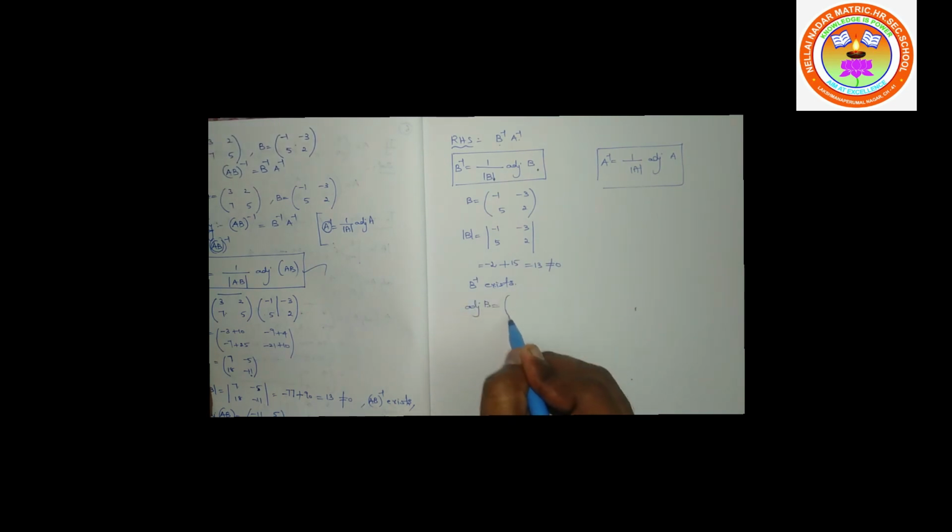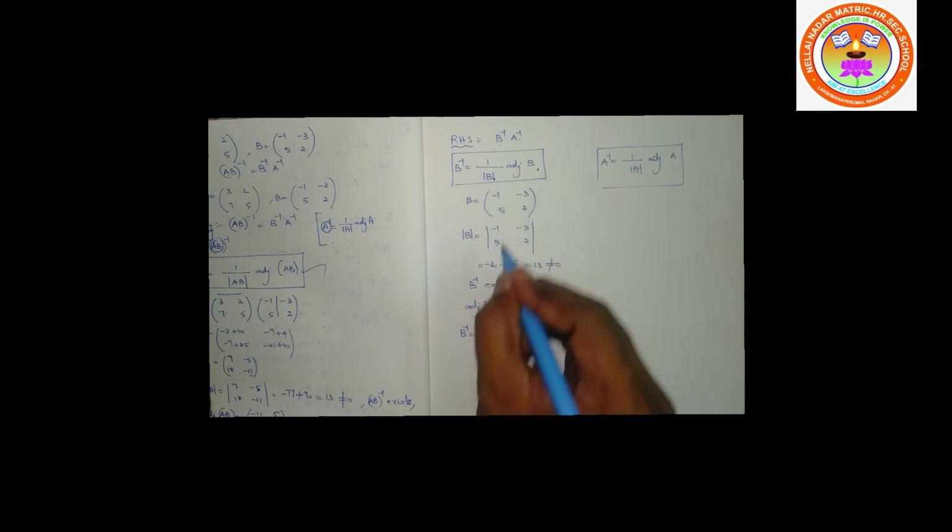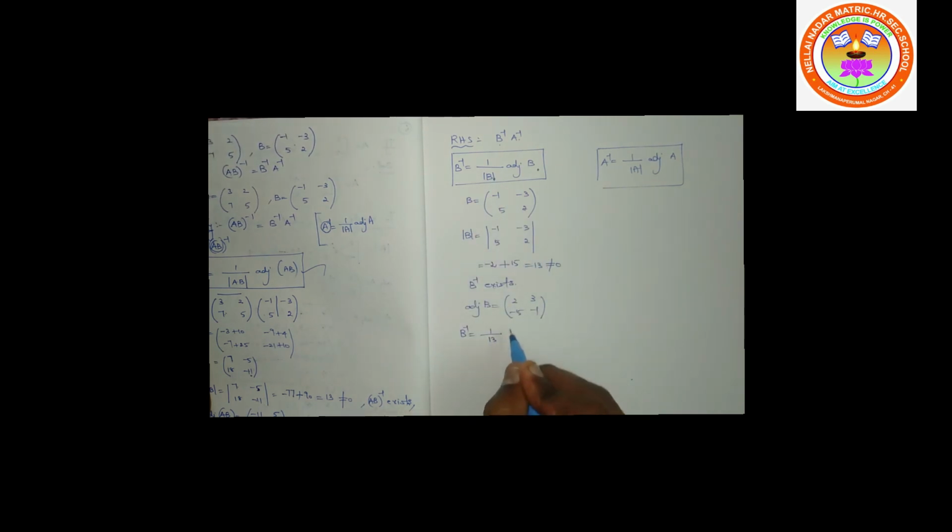Next, after finding the determinant of B, I need to find the adjoint of B. Adjoint of B is nothing but interchange 2 and -1, change the symbol of 3 and -5. Now apply here. B inverse is equal to 1 divided by the determinant of B, which is 13, times the adjoint of B. This is the adjoint of B: 2, 3, -5 and -1. The same I need to do for A inverse also.